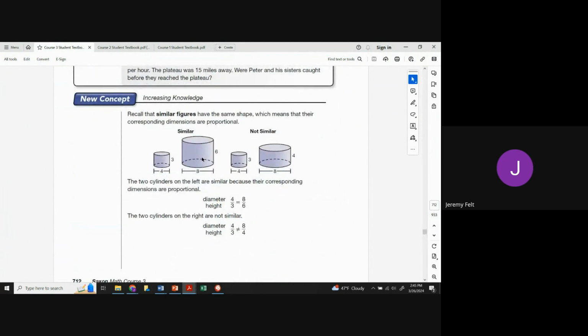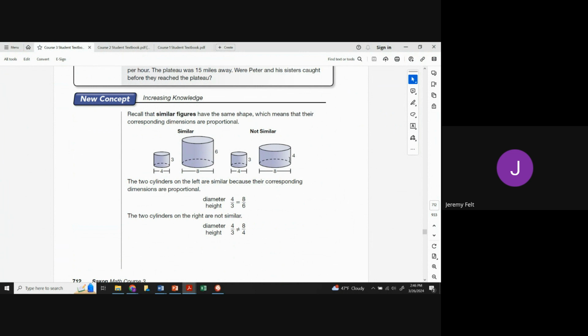So again, looking at similar, from a diameter of 4, height of 3, if we double it, we go 8 for our diameter and a height of 6. Looking at these two, they are not similar because, well, 4 times 2 equals 8, 3 times 2 does not equal 4. So they are not similar figures.